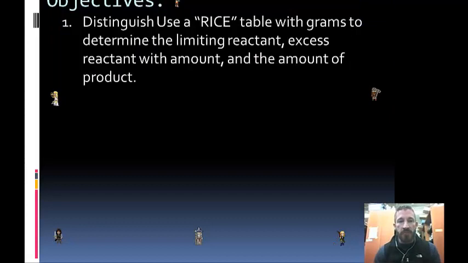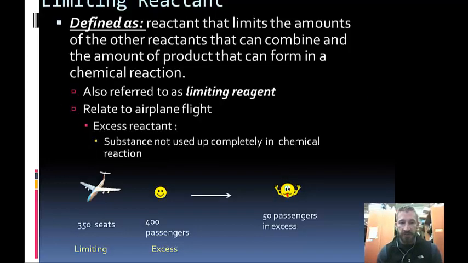So our objective is to distinguish how to use a rice table with grams to determine the limiting reactant, the excess reactant, and the amount of product. Just a quick refresher: a limiting reactant is defined as the reactant that limits the amount of other reactants that can combine. The amount of it also determines the amount of product that can form in a chemical reaction. It's also sometimes referred to as a limiting reagent.